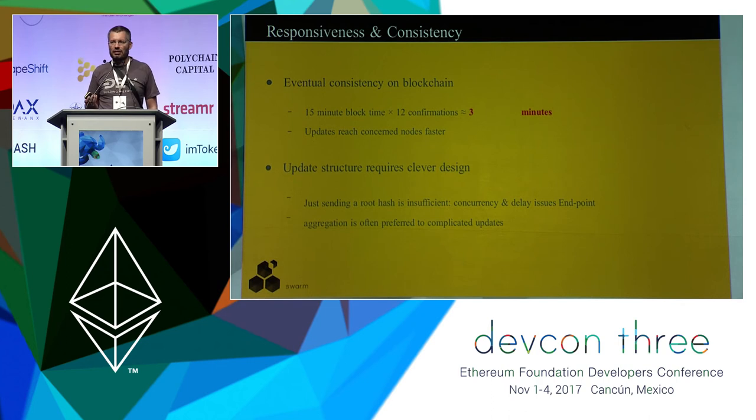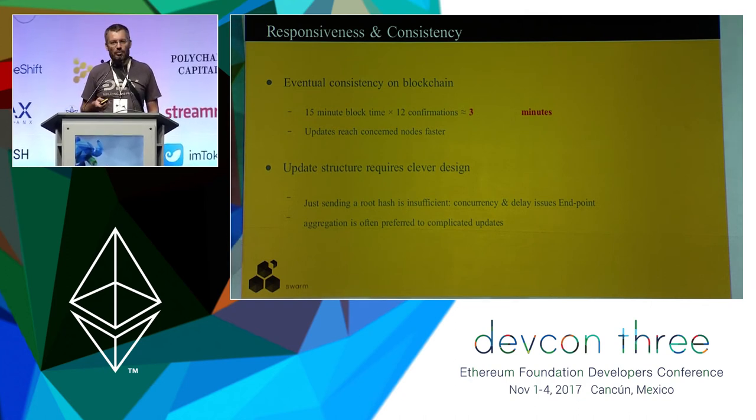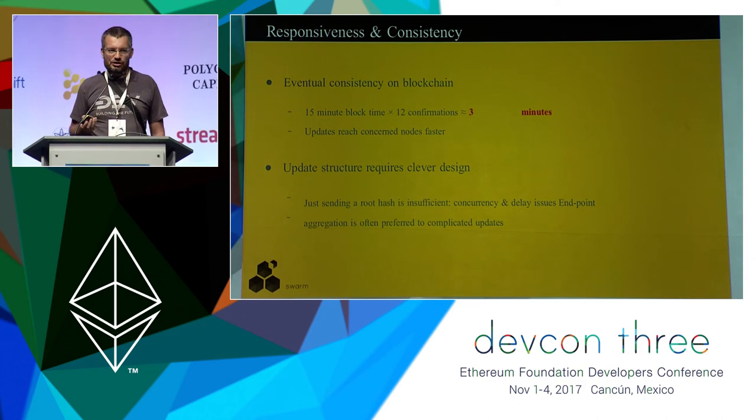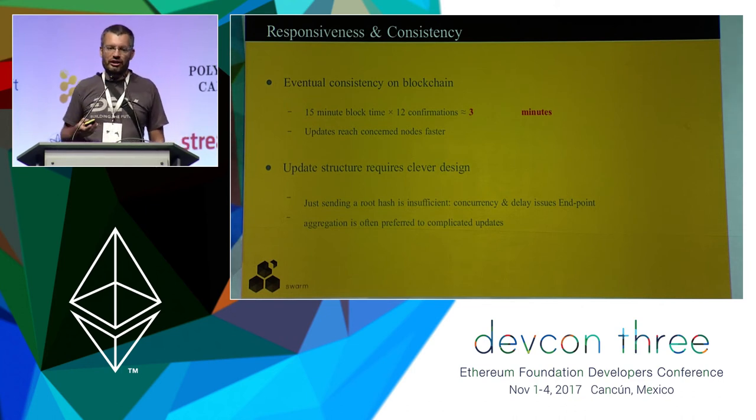So if you only send the root hash, then the response time is going to be much longer than the message passing time, because you also need to wait for the corresponding Swarm content to become available for the interested parties. And instead, what you can do is you can also include in the updates the actual information that was changed. So for example, if a comment was added, then in addition to the new root hash, you also send around in messages, in PSS messages, the actual comment that was added, so that the nodes that are monitoring the discussion will be able to immediately update their local model.